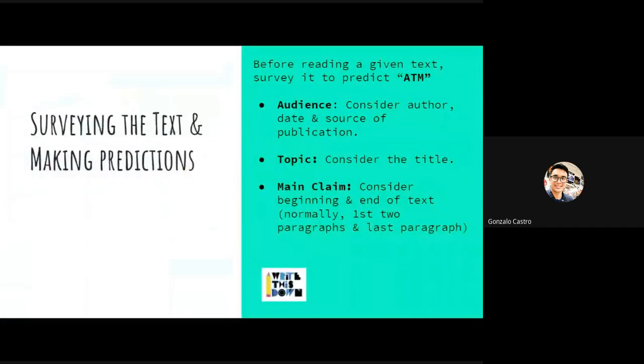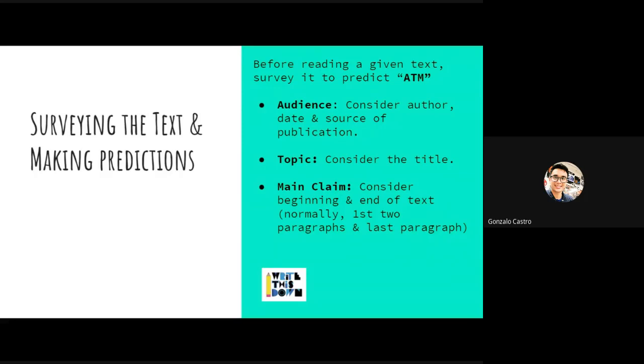Before you read a given text, you want to survey the text to predict the ATM. ATM meaning audience, topic, and main claim. So you want to look at different parts of the text to help you make these predictions. If you're able to predict the audience, topic, and main claim before you even start reading the text in its entirety, then you will likely be able to gain a better understanding of the text.